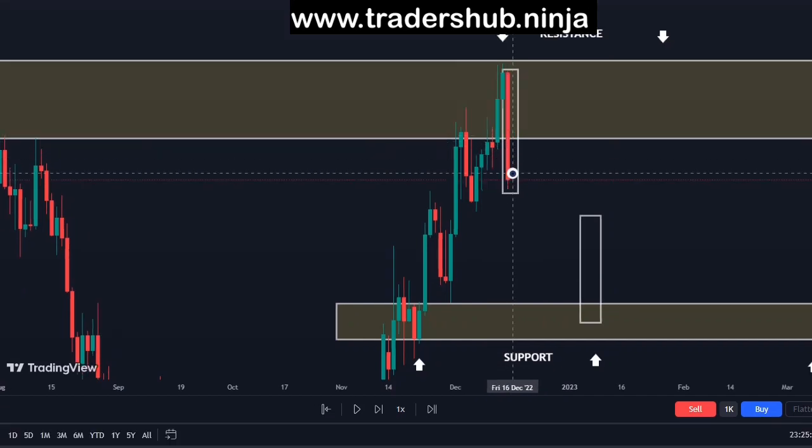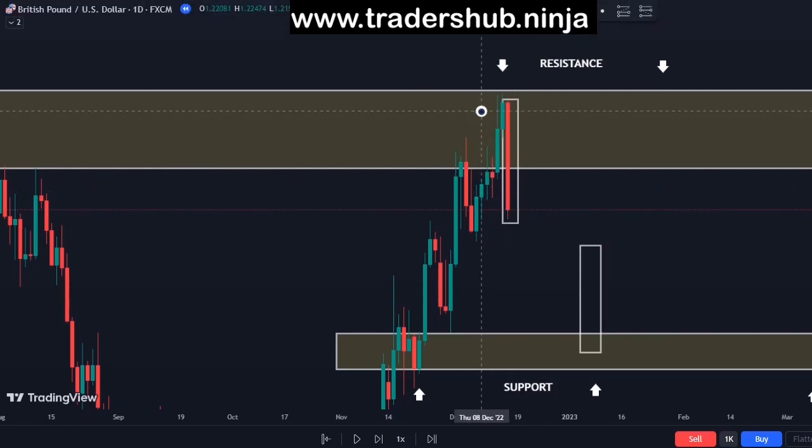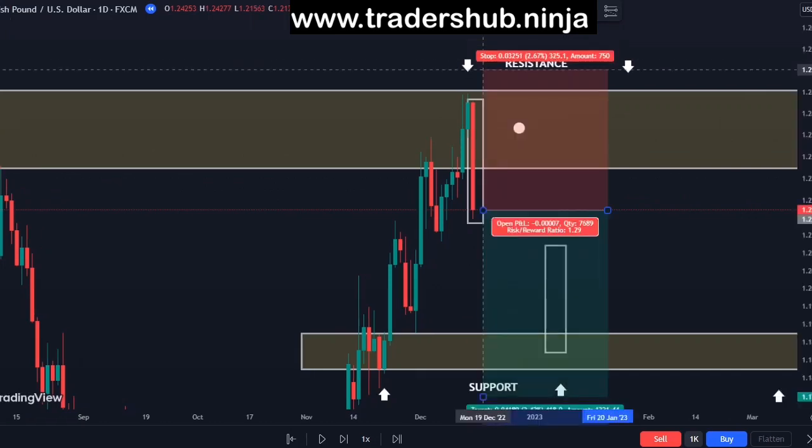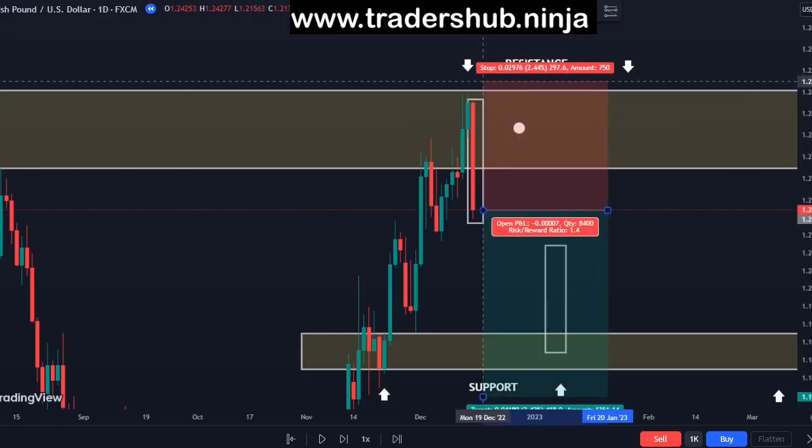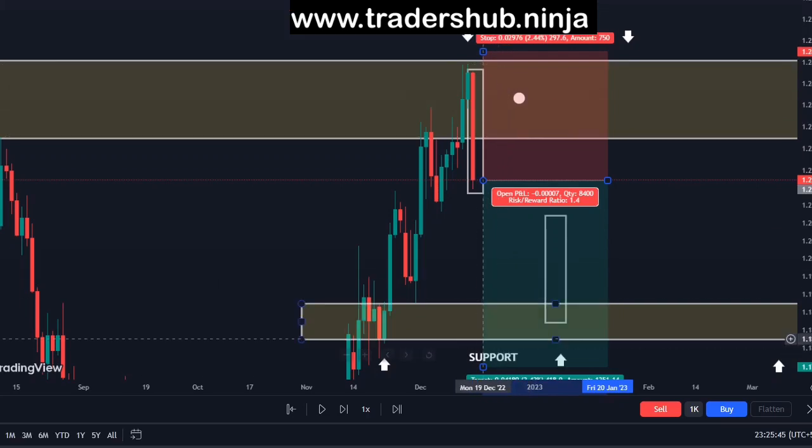Look at this particular candle. Bearish candle. This one is a bearish Marubozu candle. A bearish Marubozu candle formed at a proper resistance level, a resistance zone. We are ready to take a sell entry. Where to place the stop loss and target? Above the swing high is our stop loss. Our support level is our target.